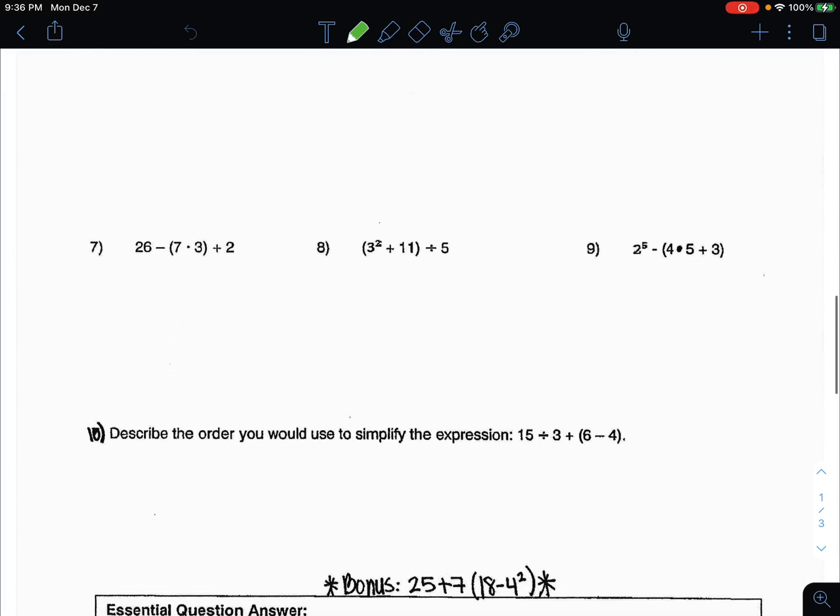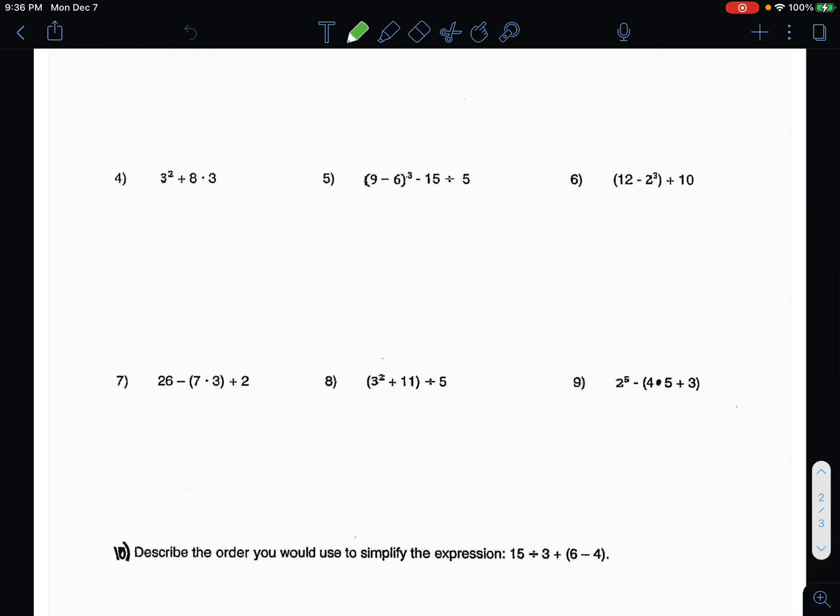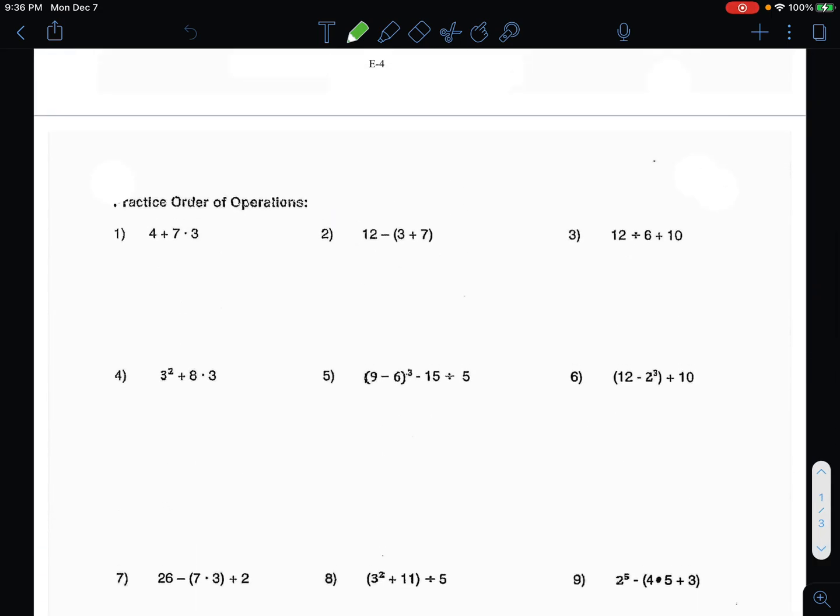In this video, we're going to be working on worksheet number E5. This is about order of operations. Something we need to remember is PEMDAS.